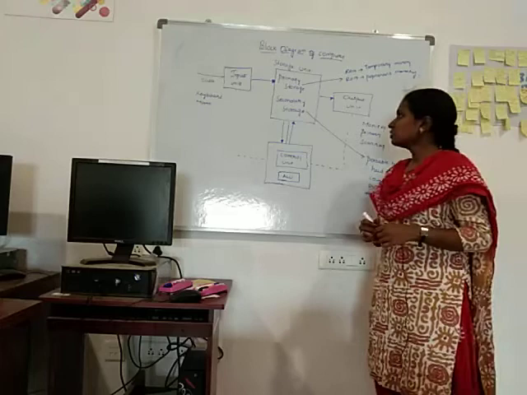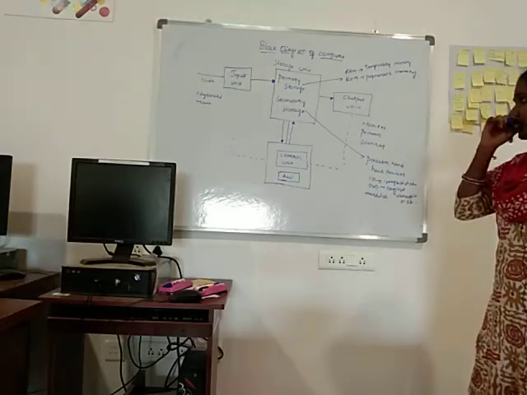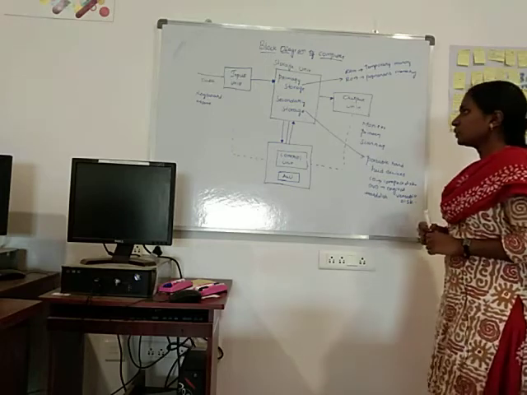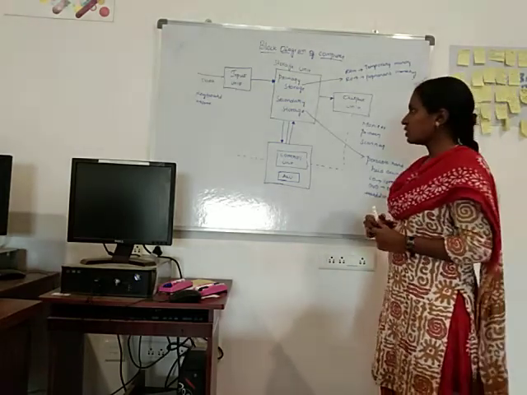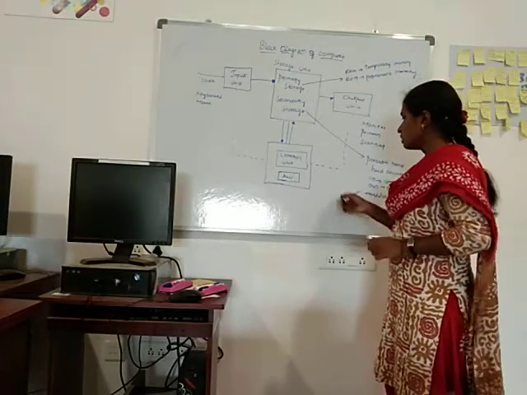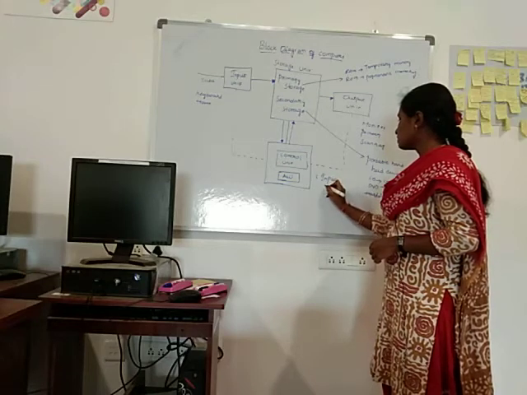Hello everyone. So today's topic is about the block diagram of the computer. Generally, the computer system consists of two main parts: input devices and output devices. So what is meant by input devices and what is meant by output devices?